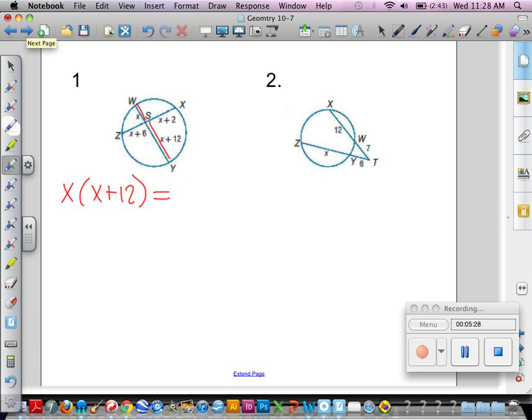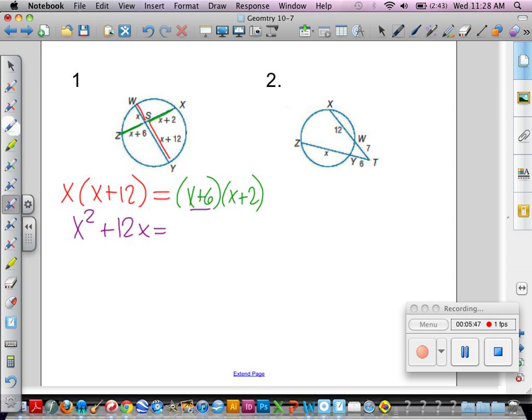And then I'm going to take my other 2 pieces from the other chord and multiply them together. So I'm going to get x plus 6 and x plus 2. All right, so now at this point I need to distribute and get x squared plus 12x. I need to multiply both of these binomials together. We do that by using our FOIL method.